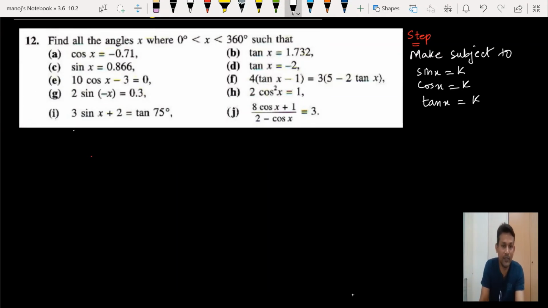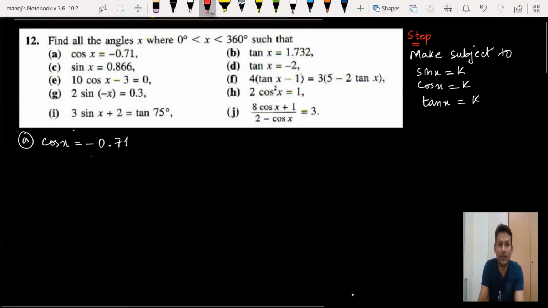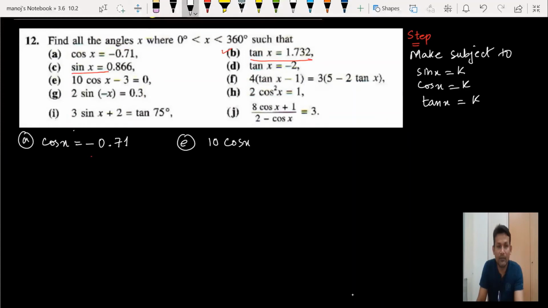Remember, for example, in part a, cos x is already minus 0.71, which means this is already a subject. In part b, tan x is already a subject. D is already a subject, C is already a subject, sin x is already a subject. But when you move to part E, cos x minus 3 is equal to 0. I have to make cos x the subject. Cos x is equal to 3 upon 10, and 3 upon 10 is equal to 0.3.